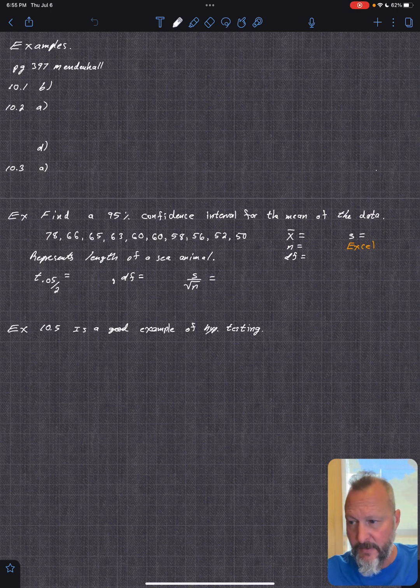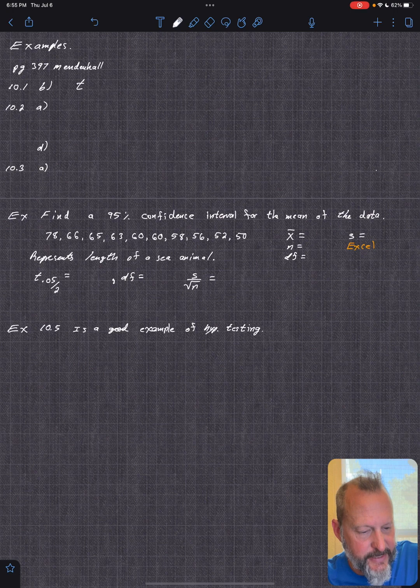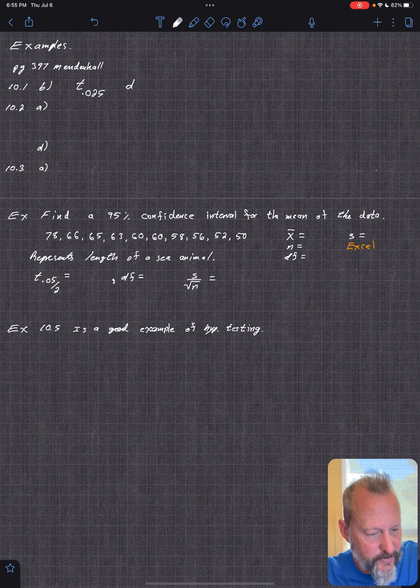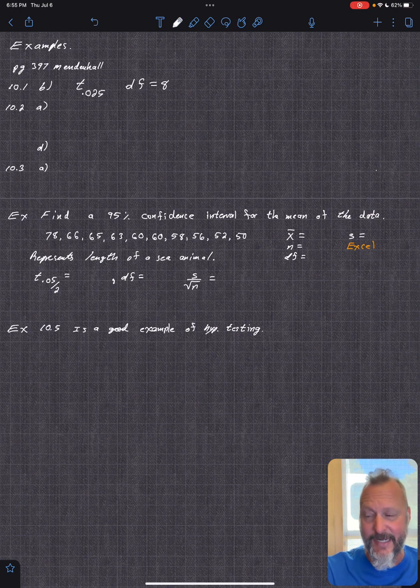All right, so we have t sub alpha, which is 0.025. That's what's given. And it gives us degrees of freedom. Degrees of freedom is equal to 8. So that means the sample size was 9. So you automatically would know that. All right, so that's a pretty straightforward calculation. So let's go take a look.